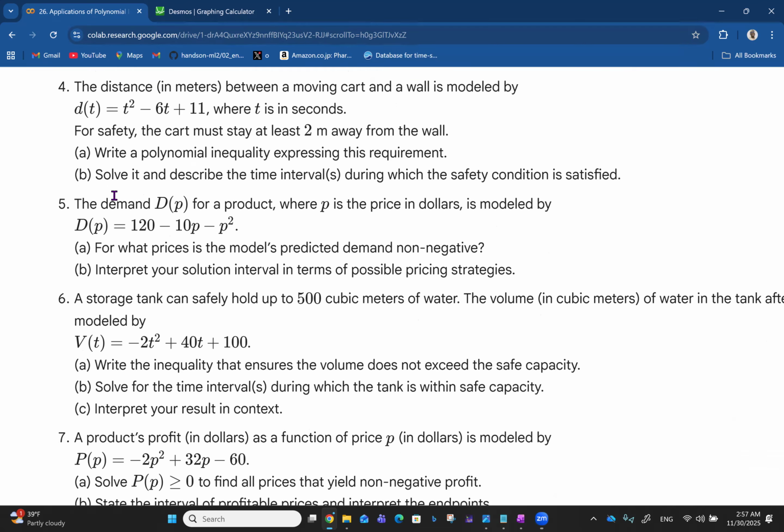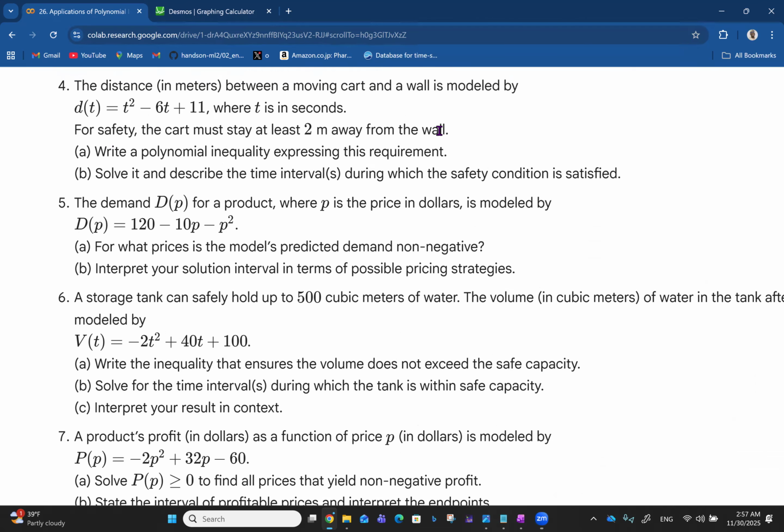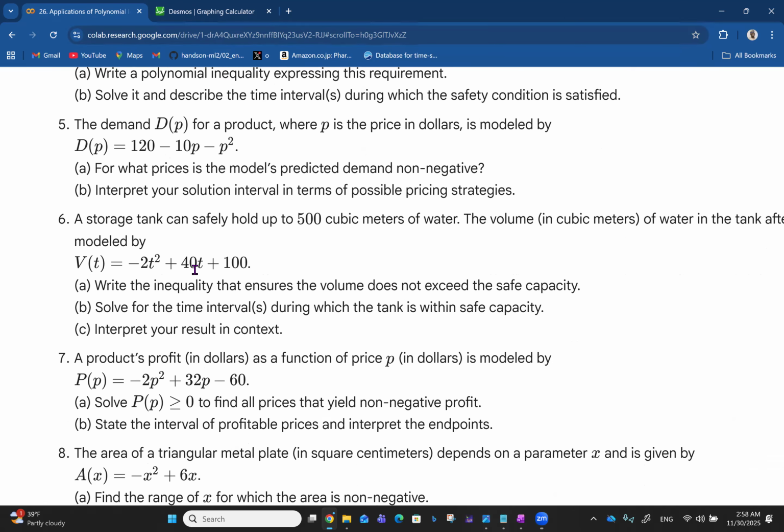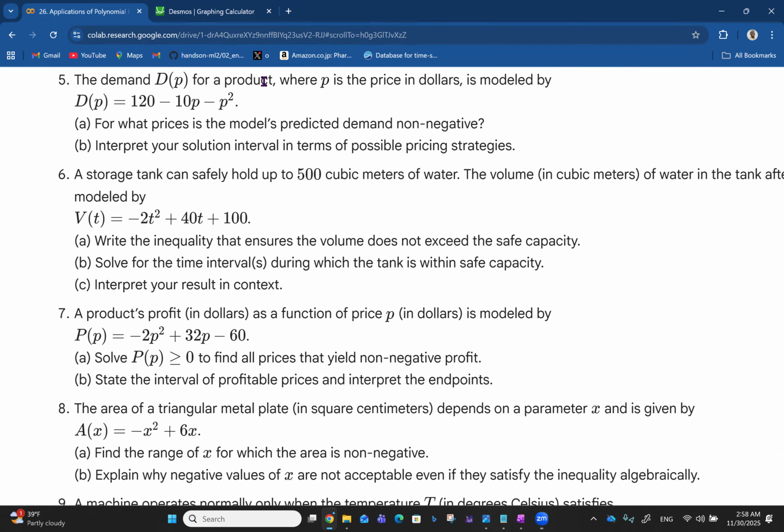So example 4, the distance in meters between a moving cart and wall is modeled by this. For safety, the cart must stay at least 2 meters away from the wall. So it means D now, this expression has got to be greater than or equal to 2 meters, and collect everything together and solve.